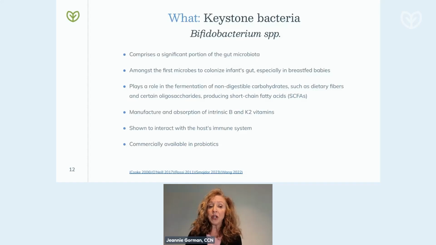Bifidobacterium, just briefly, we all know that from today's probiotics, very important in the large intestine, responsible for the production and the absorption of the B vitamins and K2. So if a patient is low in bifido, you may assume, if they're not already taking B vitamins, they might need a B complex or K2.